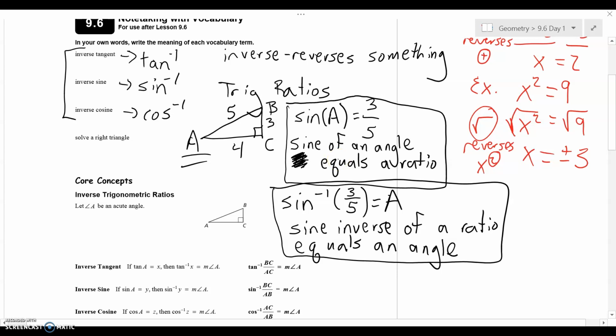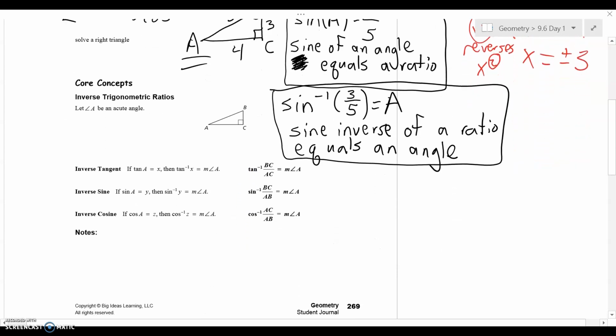And you can see that down here in the formal notes section. In the formal notes section, they're also looking specifically at angle A, and they're giving you tangent, sine, and cosine with the inverse.